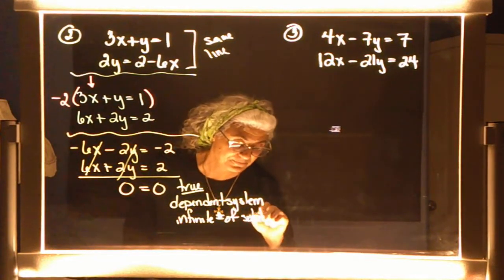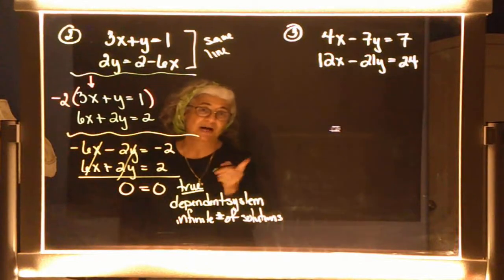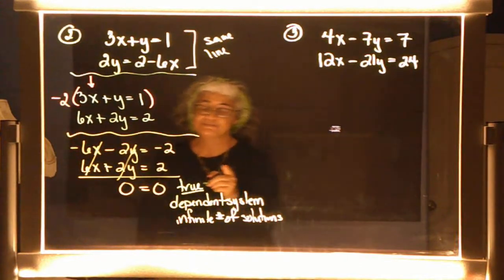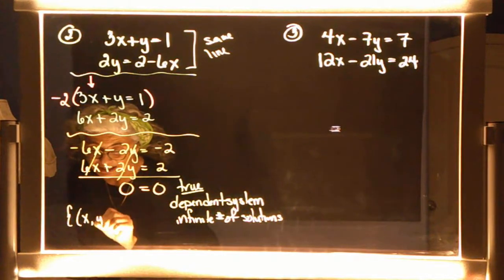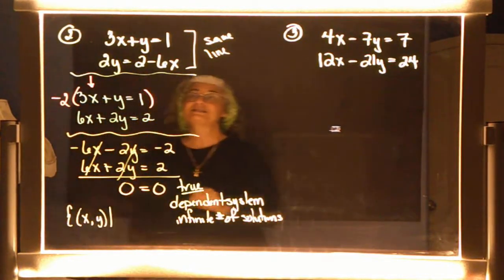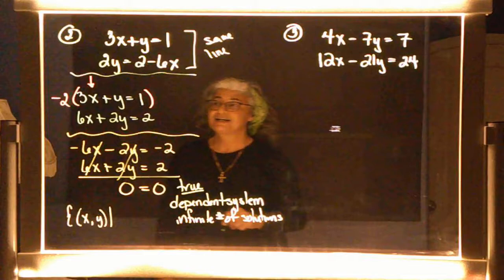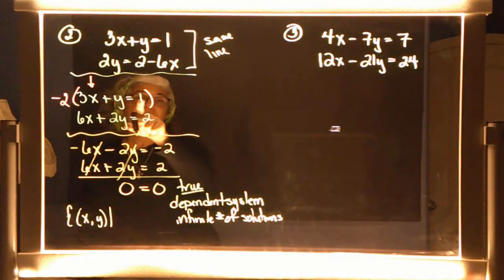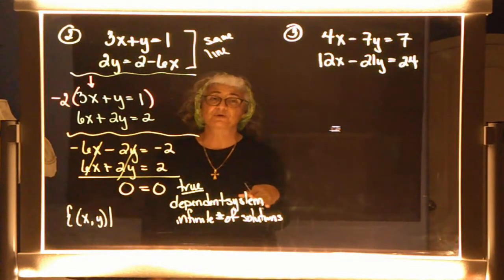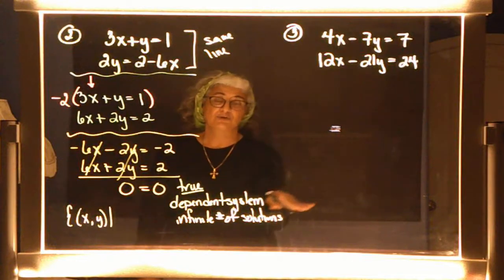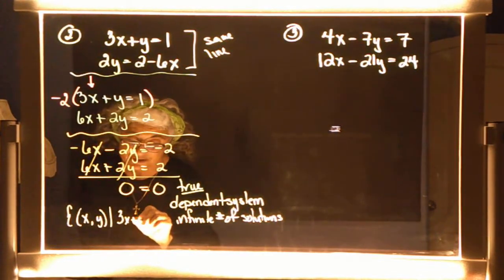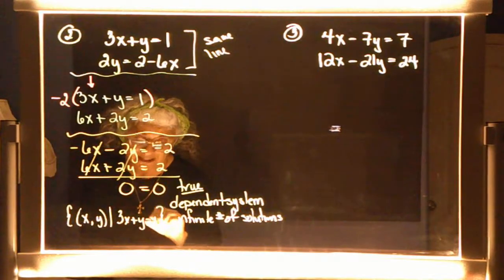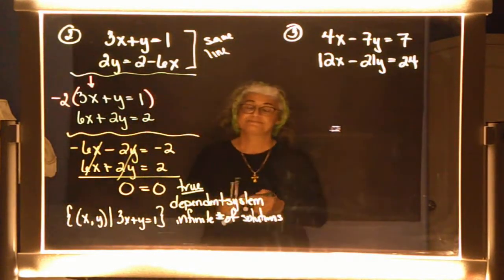Okay. So remember, though, how we can write the solution. The set of the points (x, y) such that 3x plus y equals 1, which is the reduced form, right? It has the smaller numbers. So 3x plus y equals 1. And then close off the set. Good?